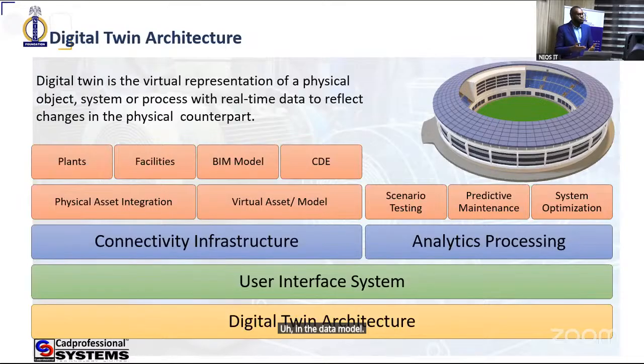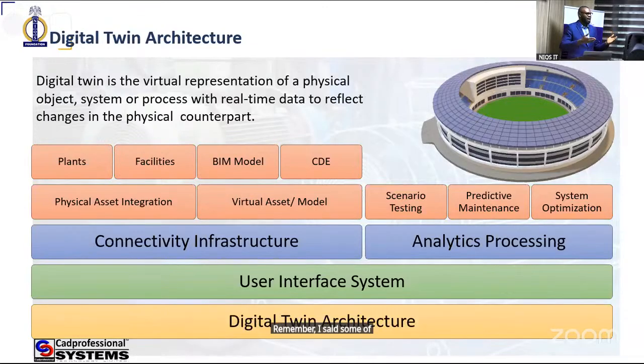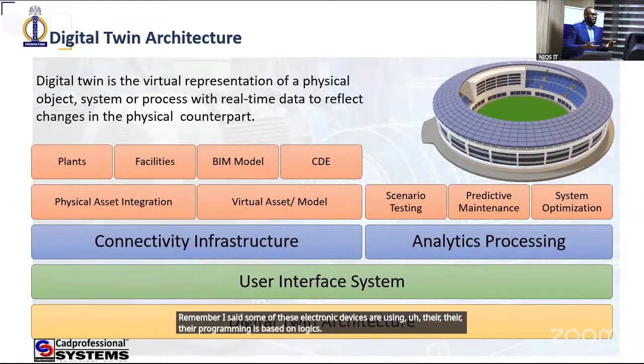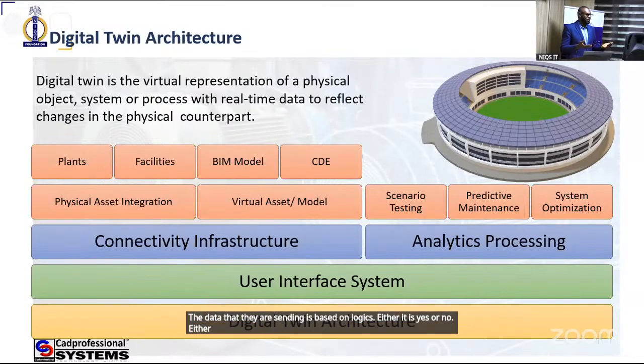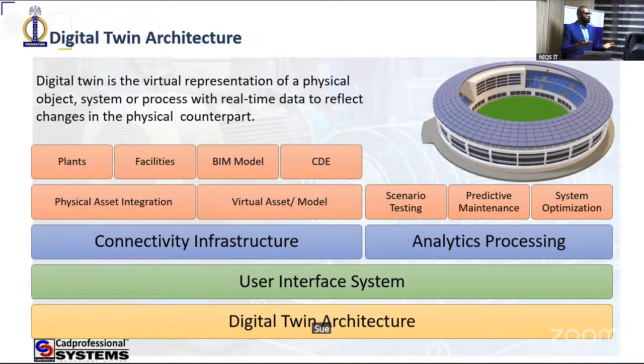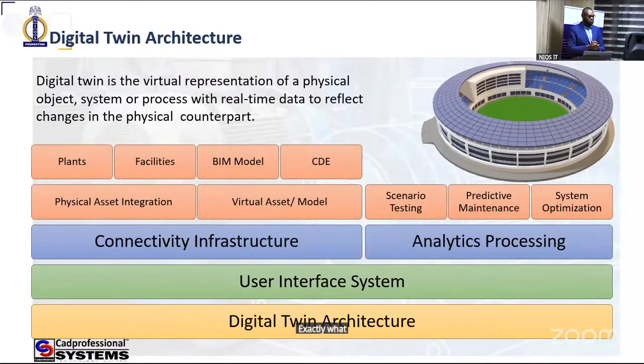Now, for me to be able to see all these things on a platform, there has to be what they call a user interface. Remember, I said some of these electronic devices are programmed based on logic. The data they are sending is based on logic. Either it is yes or no, either it is binary 0 or 1, or some others also have graduated readings. So there has to be a user interface where somebody can look at some of these things and understand exactly what is going on. We have a demonstration of such there.